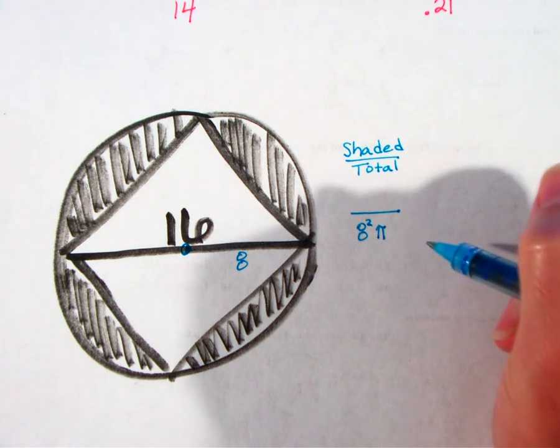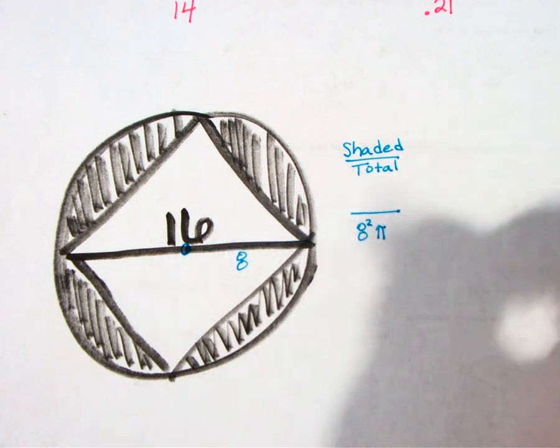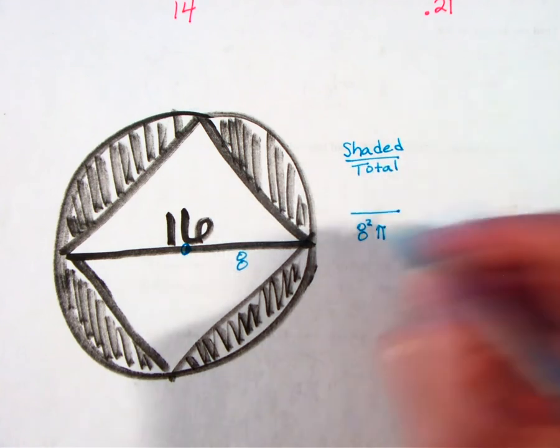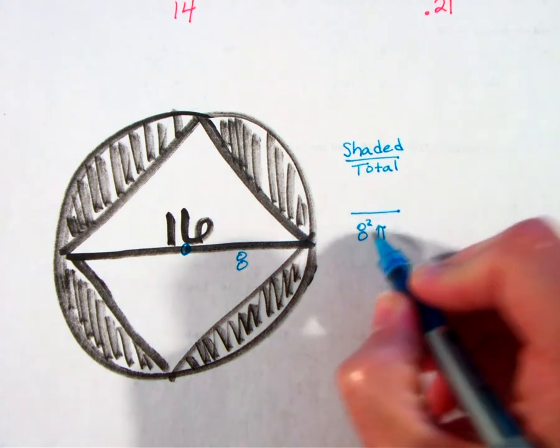So that's 64 pi. You can leave it like that, or you can turn it into a decimal now. It doesn't matter. I'd just leave it because you have to type it all into a calculator later anyway, so we'll just leave it for now.